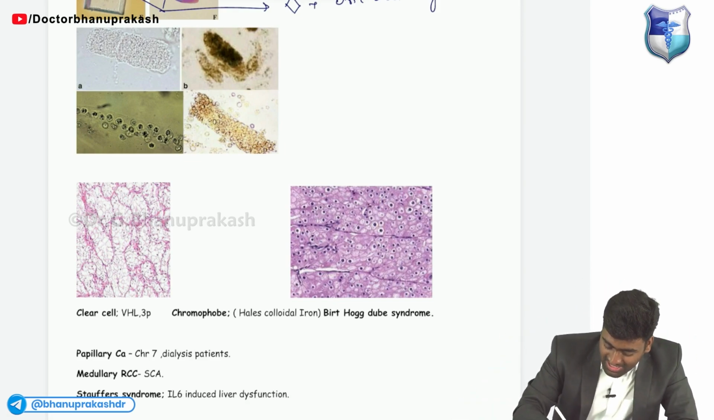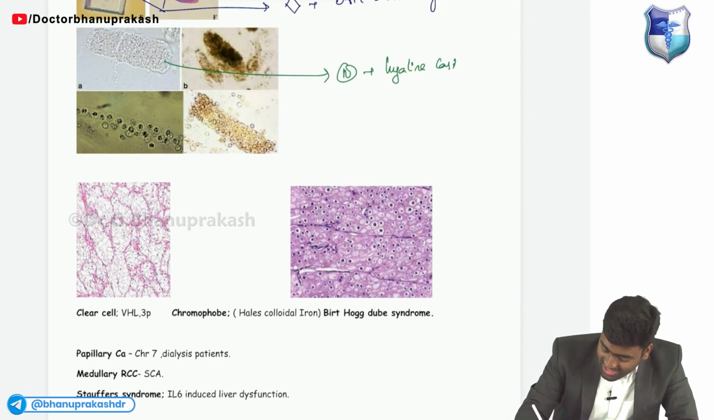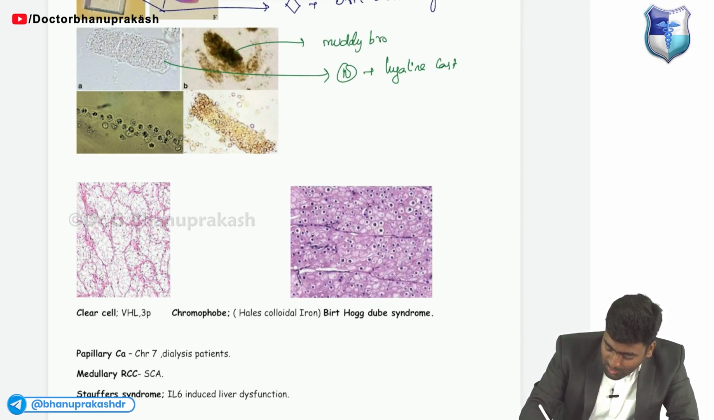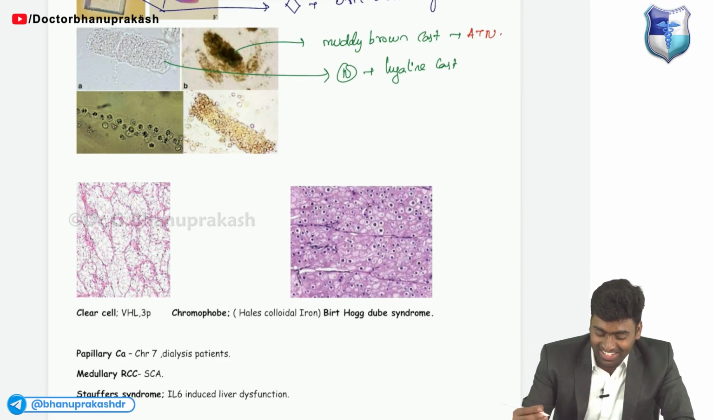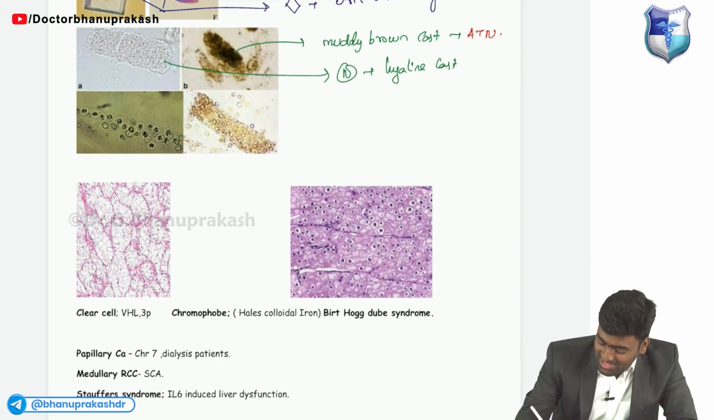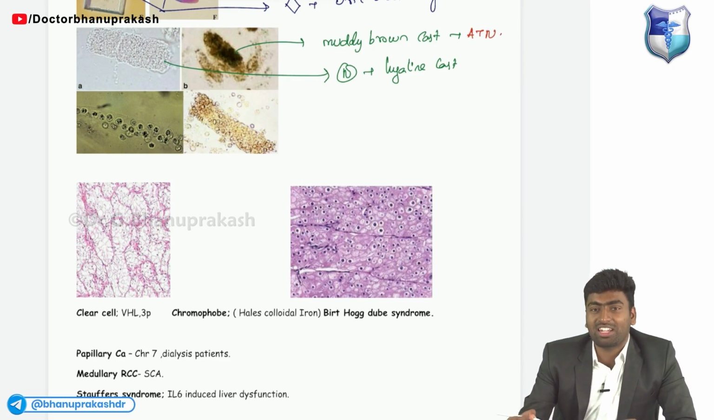Just remember. Next, if you are able to see this type of cast, which is normally seen, it is known as what? It is known as hyaline cast. Next, if you are able to see this muddy brown cast, then it is what? It is the acute tubular necrosis. So in a case of acute tubular necrosis, you will be able to see this muddy brown cast.